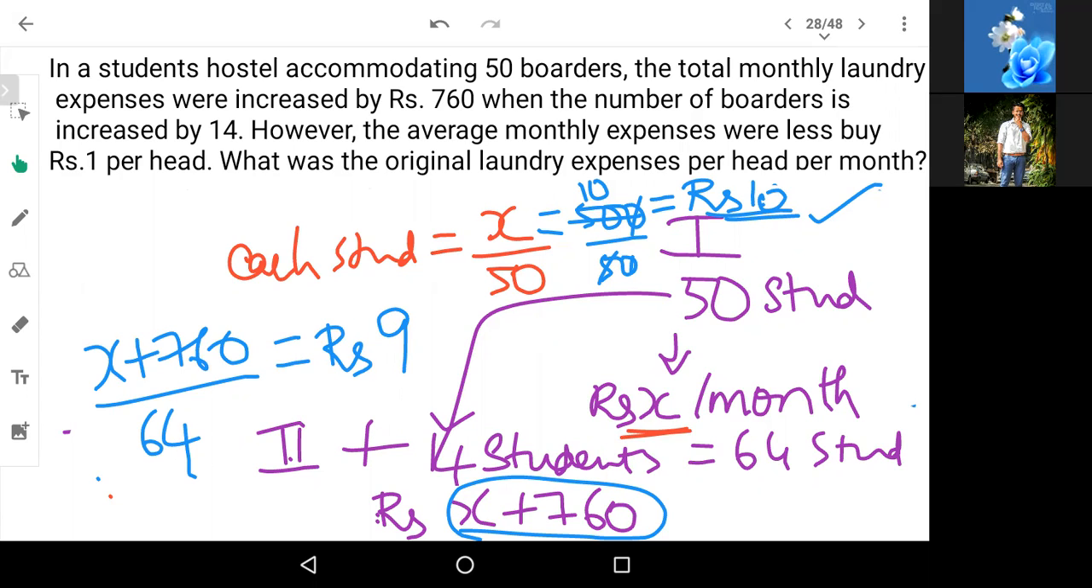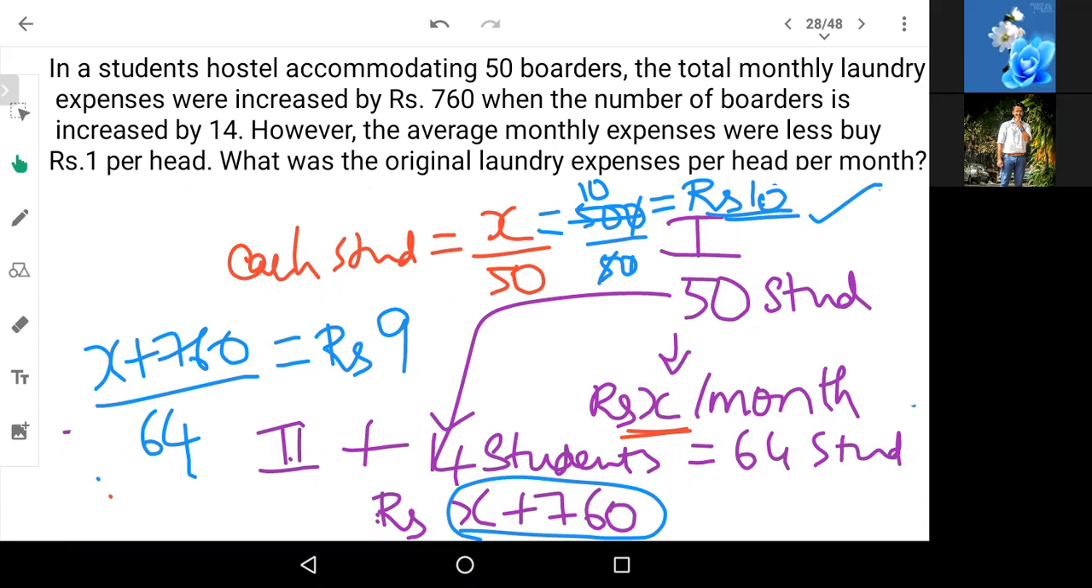So that is the question they have given, and they're asking us to find out this X. What is the original expenses that they were paying per month? And apart from this, we should also find out X by 50. These are the major things they have asked in the question. So if you find X, then you can find out all the other amounts. Did you understand the question now? Any doubts in the question?